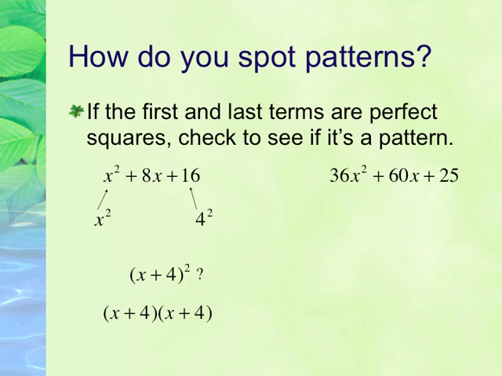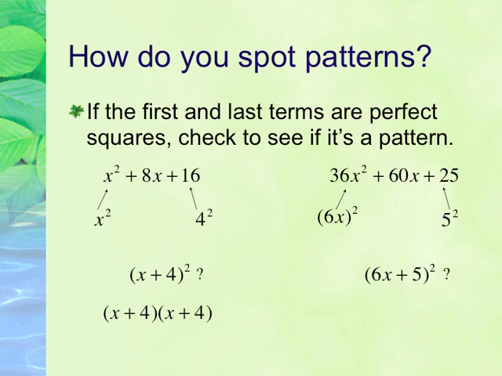Here's another example, 36x squared plus 60x plus 25. These are some big ugly looking numbers, but I do notice that 36x squared is a perfect square. 36 is 6 times 6. And 25 is also a perfect square. It's 5 times 5. So if I think of this first term as the quantity 6x squared, and the last term as 5 squared, maybe the way to factor this is (6x plus 5) squared.